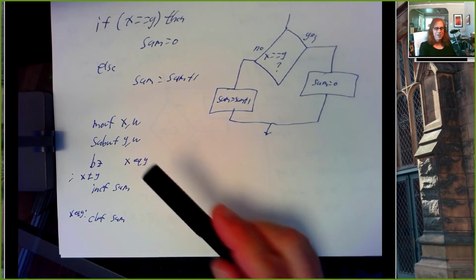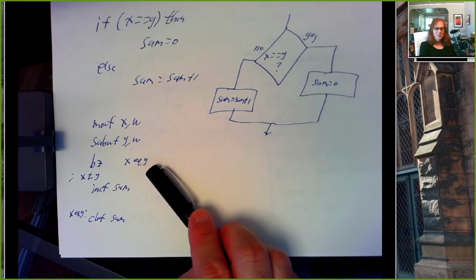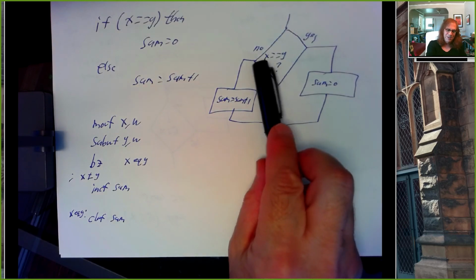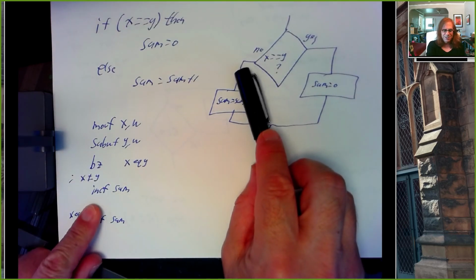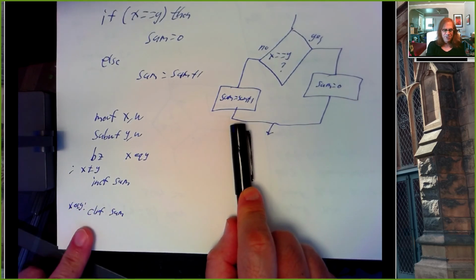Alright, I got x and y, I subtracted them, checked to see if they were equal by seeing if the subtraction was 0. Suppose the subtraction is not 0. So x is not equal to y. So I'm down on this branch. I come down to this statement which says increment sum. I've done this block. What's the next statement do?